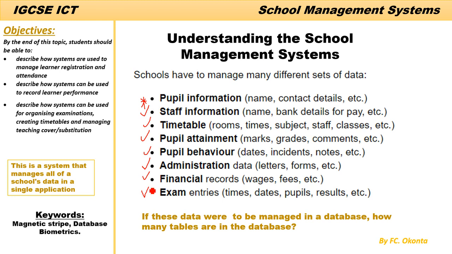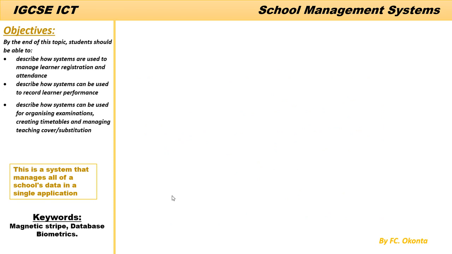Okay, if your answer is correct, then you must have counted this one: the pupil information, staff information, timetable, that's 3, pupil attainment, that's 4, pupil behavior, administration, financial record, and exam. So we have 1, 2, 3, 4, 5, 6, 7, 8. 8 tables will be in this database. Okay, so that is for that. So let's move on.